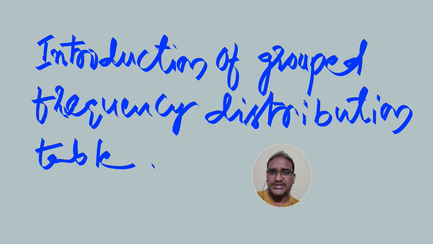So generally the data we can divide into two types, that is ungrouped data and grouped data. Up to 7th class we learn about ungrouped data, and from 8th class onwards we have knowledge about grouped data. We are dealing with grouped data.